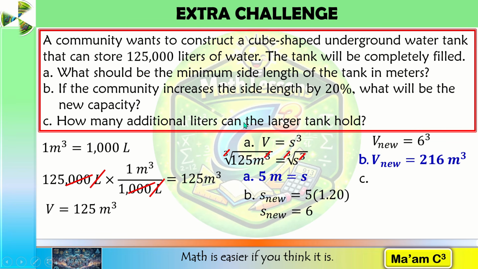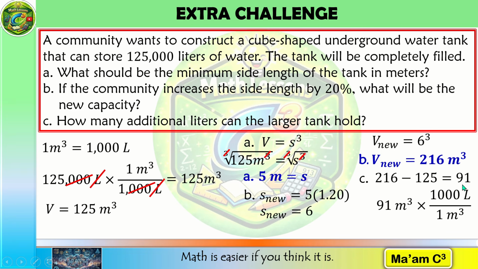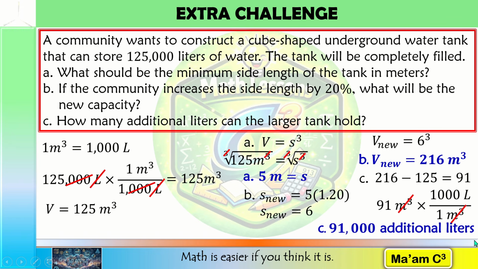Letter C, how many additional liters can the larger tank hold? All we have to do is to subtract 125 from 216, and that is 91 cubic meters. And since we are asked on liters, we're going to convert 91 cubic meters to liters. 1,000 liters is to 1 cubic meter. Cubic meter will cancel out. 91 times 1,000 is 91,000. So the answer is 91,000 additional liters.